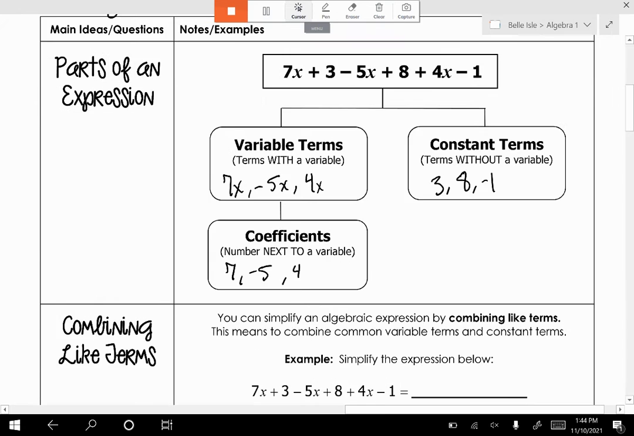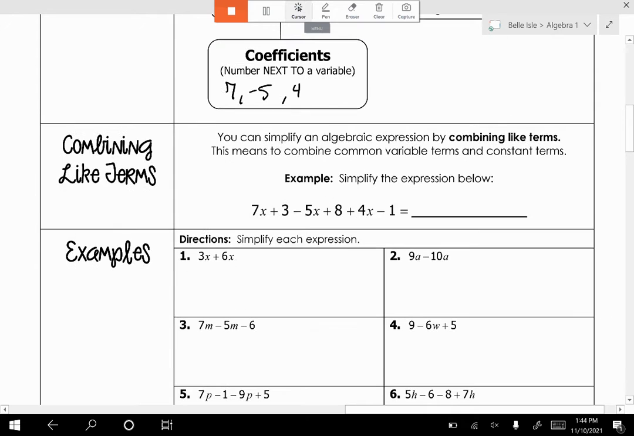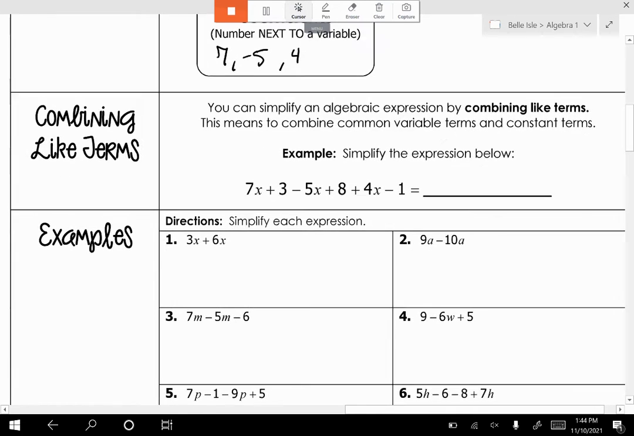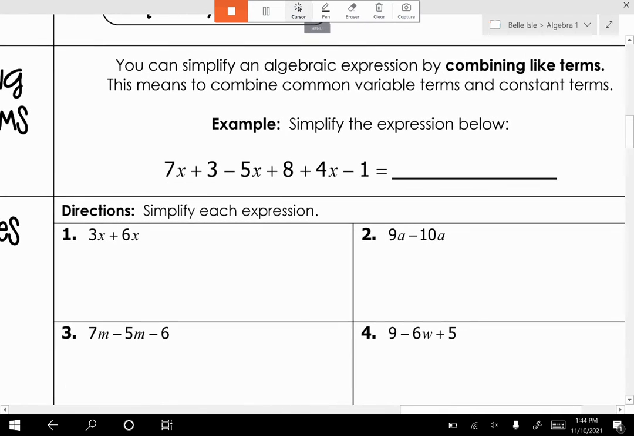Okay, let's keep going. Combining like terms. Go ahead and combine the like terms in that same expression so that we can simplify it. Combine is like add them together, right? Mm-hmm.